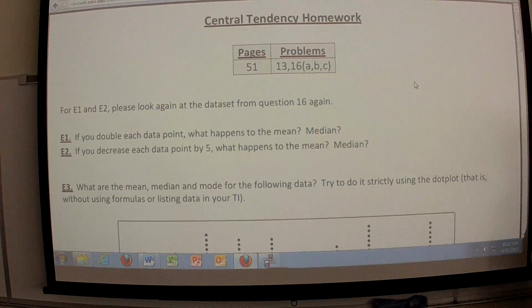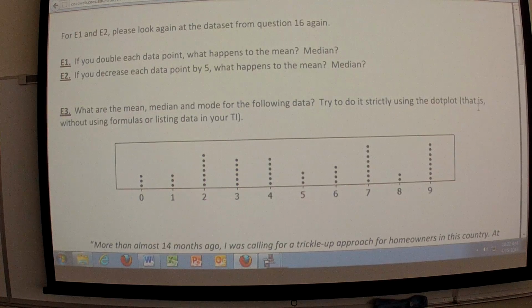So on E3, let's look at that one. Here we go. I got the answer for the median, but I think I did it the long, hard way. Like I wrote down every one. Oh, that's okay. I just said try to do it strictly using the dot plot. I didn't say you couldn't.